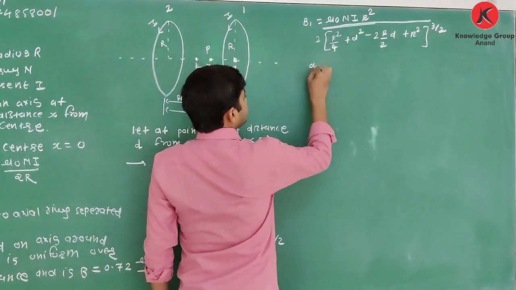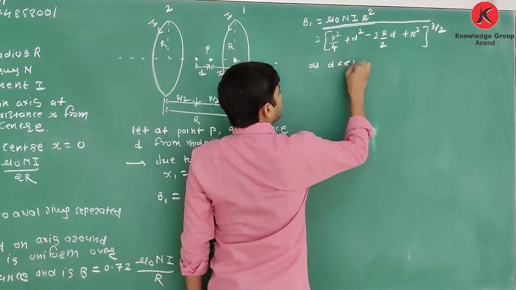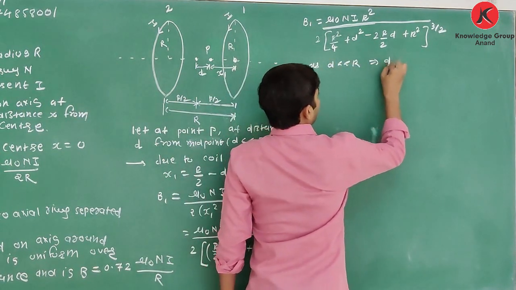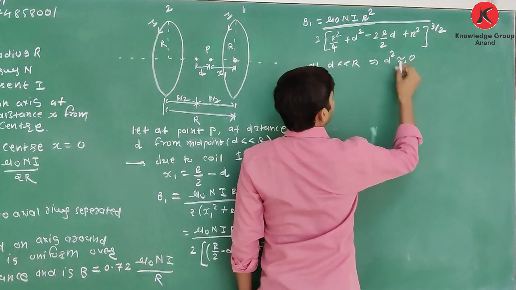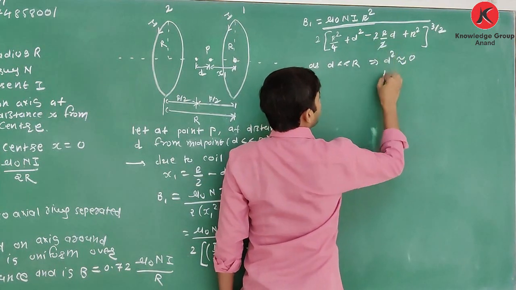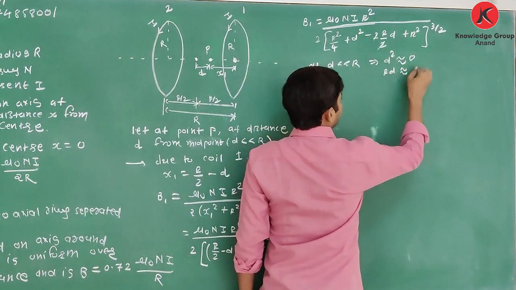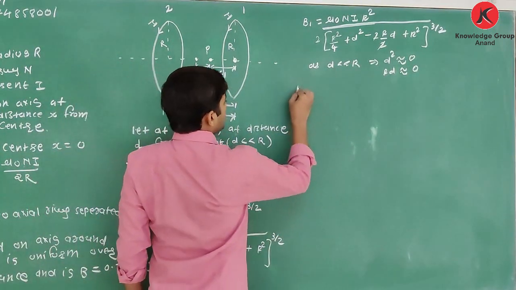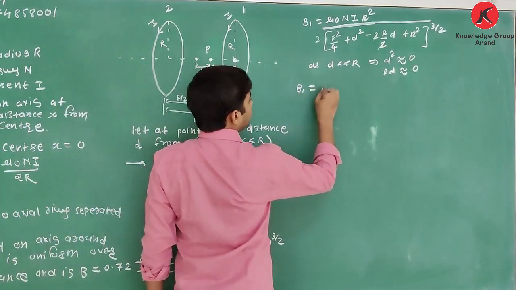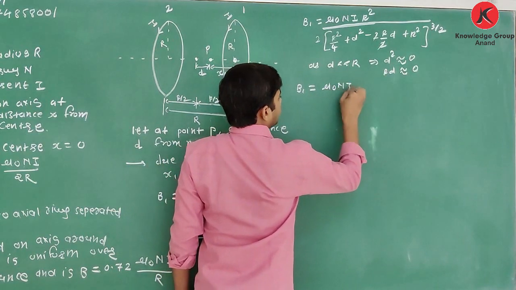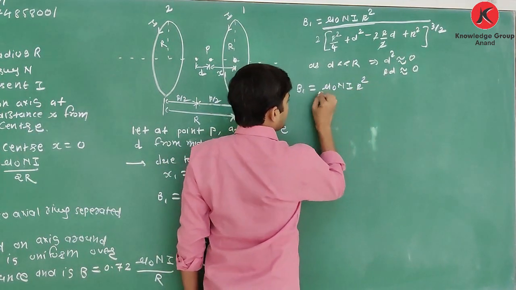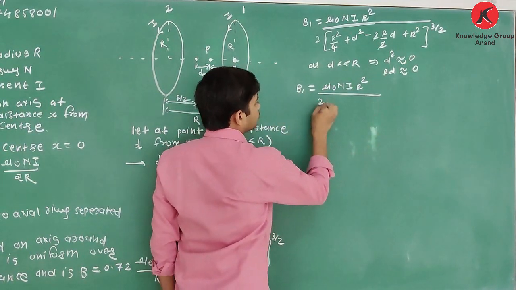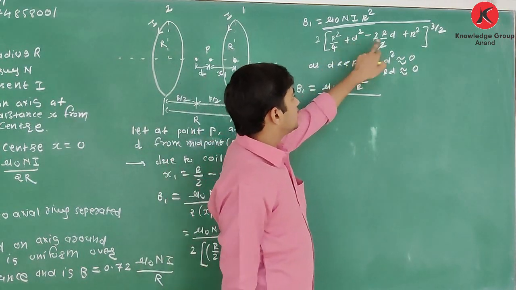Then, as d is very small compared to r, we can take this square as nearly equal to 0, and this 2rd term is also nearly equal to 0. Clear about this? Then what is remaining? B1 is equal to mu 0 N I r square divided by 2. This term cancels out, this term cancels out.